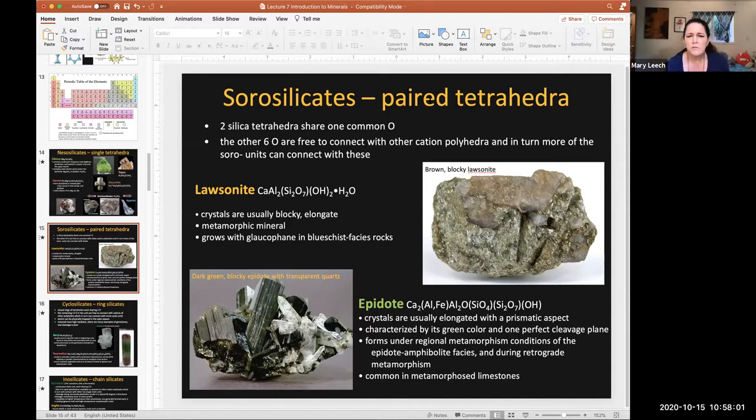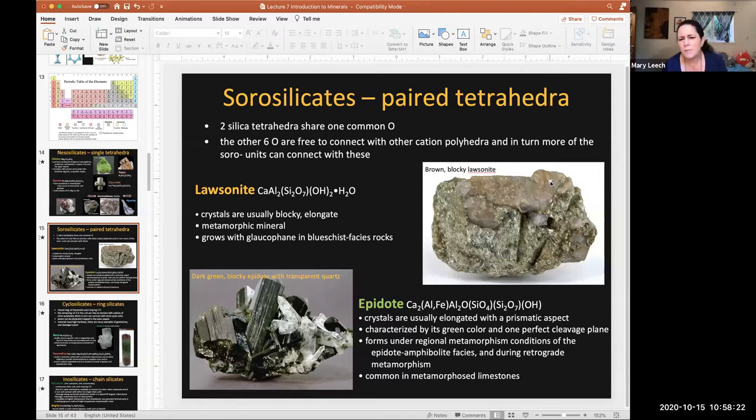So sorosilicates, these paired tetrahedra. There are two silica tetrahedra. They share a single oxygen. That leaves six other oxygens that connect with the other cations. Lawsonite is a nice example.